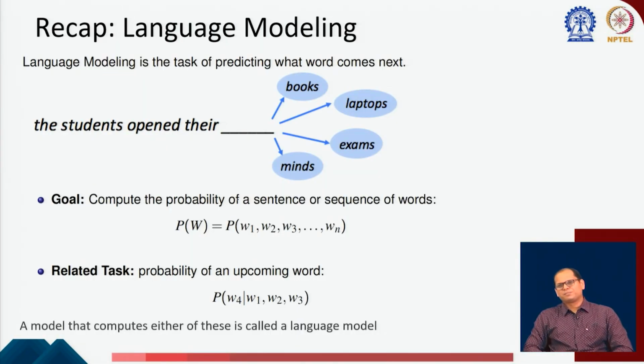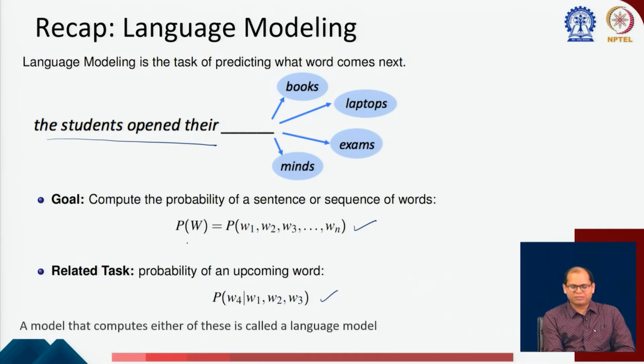So, quick recap. You all remember language modeling from our very first week. We discussed what is language modeling. Suppose you have a sentence, the students open there, and you want to predict the next word. This can be any word, say from books, laptops, exams, minds, or something else, from your entire vocabulary. Or you find the probability of a sentence. So these are called language modeling: finding probability of a sequence or finding the next word given the previous sequence. And we used n-gram language models for this.